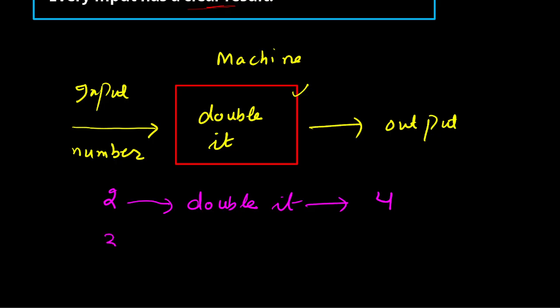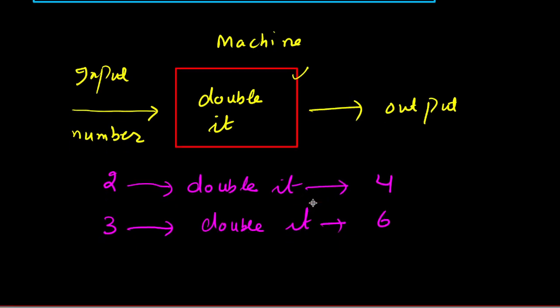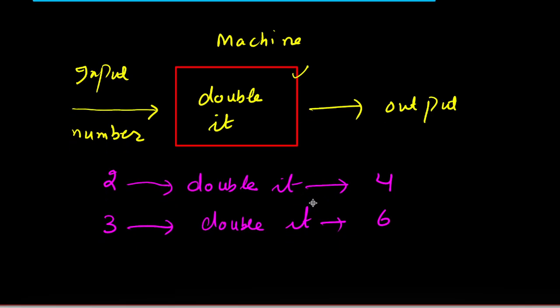Similarly, if you put 3, again your machine works according to your rule, and it doubles it and it becomes 6. So in this way you can understand, and you can make your own examples. For example, next I have an example.